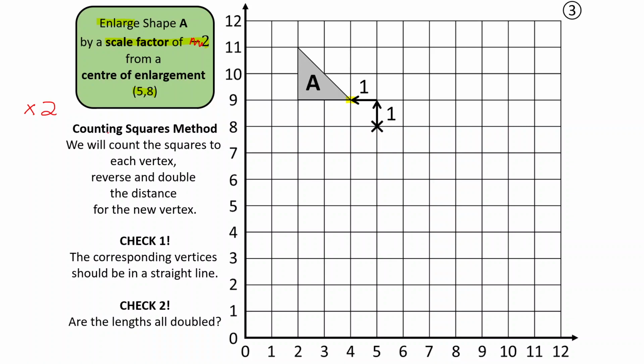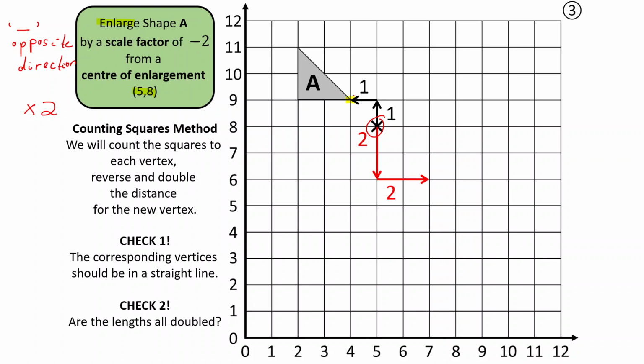You are doubling your side length, but the negative means that you need to go in the opposite, so I say negative, kind of in quote marks there. Negative means you're going in the opposite direction. Okay, so now we're timesing everything by 2, but we're going in the opposite direction. So we're not going up by 1 and left by 1. We're now going to go down by 2 from the center of enlargement. So not up by 1, down by 2, we're doubling it. And not to the left by 1, we're now going to the right by 2.